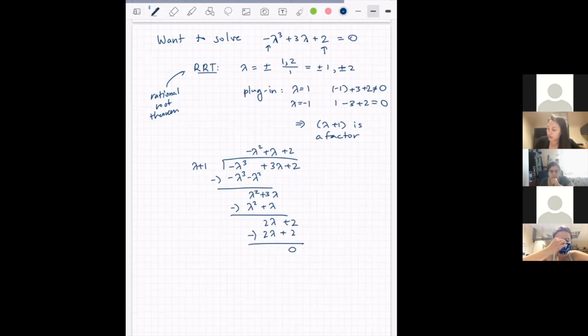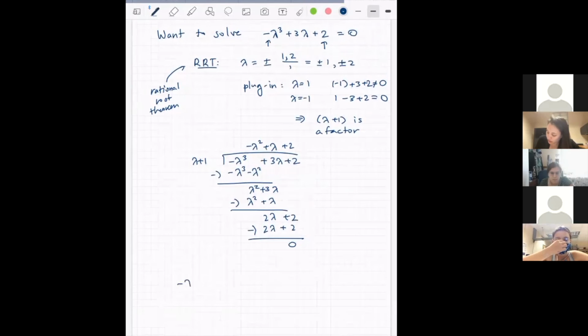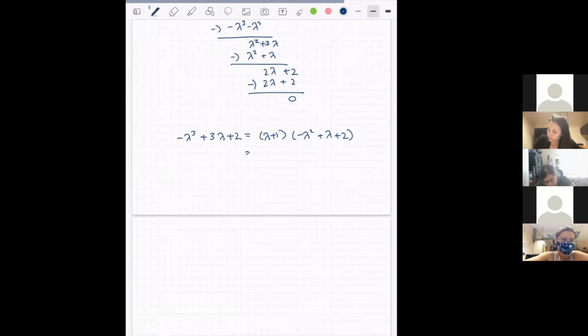And then now we have that negative lambda cubed plus 3 lambda plus 2 is equal to this factor lambda plus 1 times, now we have negative lambda plus 2. Okay. Which we can factor, right? If that negative bothers you, we can just pull it out. So we get lambda squared minus lambda minus 2, right?